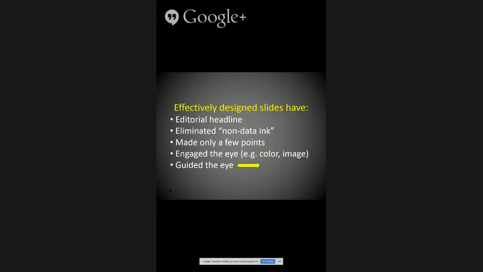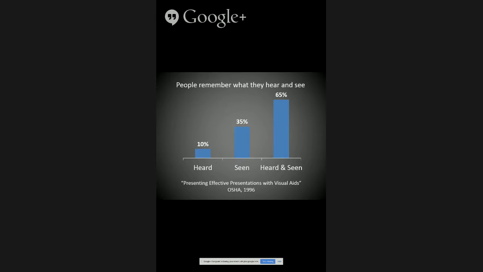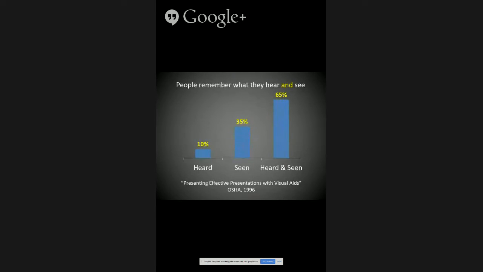They've engaged the eye using color and image, and I'll talk about visuals in a minute. And your slides were designed to guide the eye. In other words, you want to design your slides so people know where they're supposed to look. Here's an example. This is that bar graph that I showed you earlier. And you're not sure from this design exactly where I want you to look. So what I did was I just added a little color, and your eye is drawn to the percentages. So you know where I want you to look.